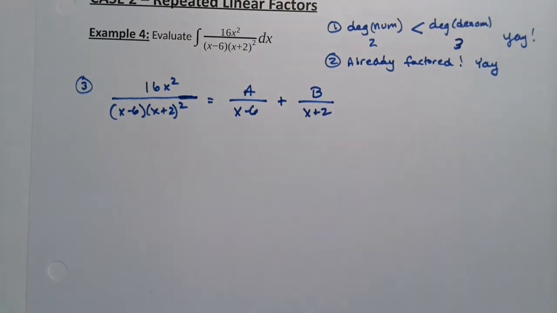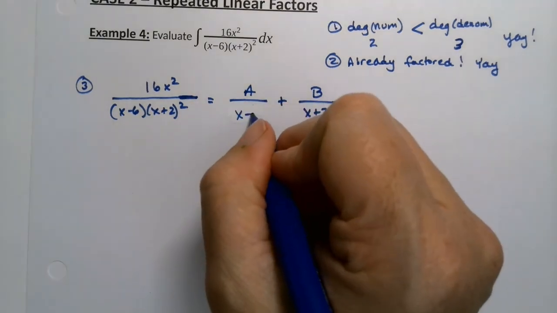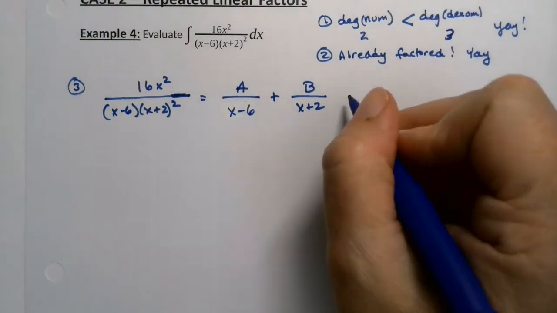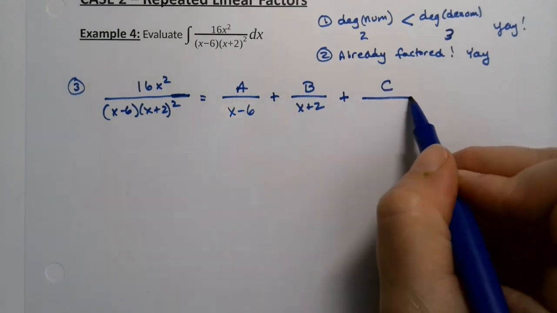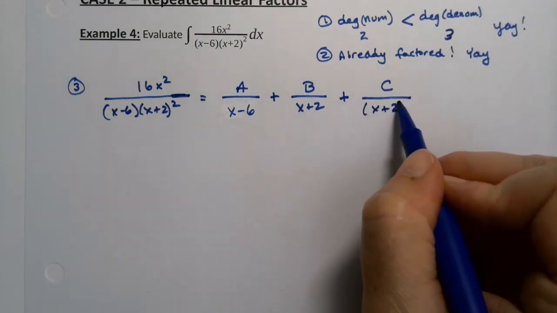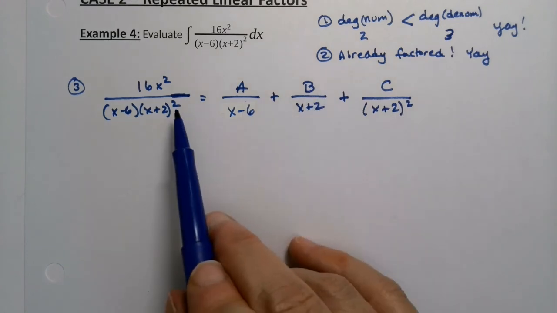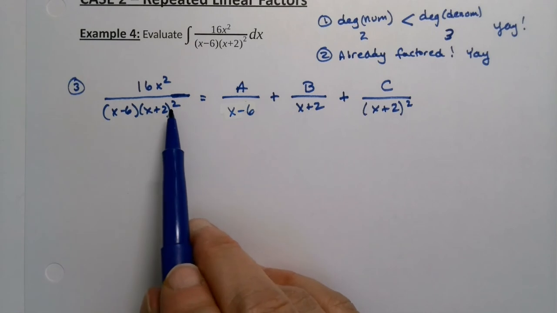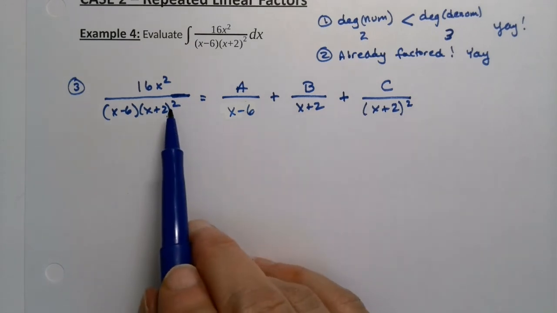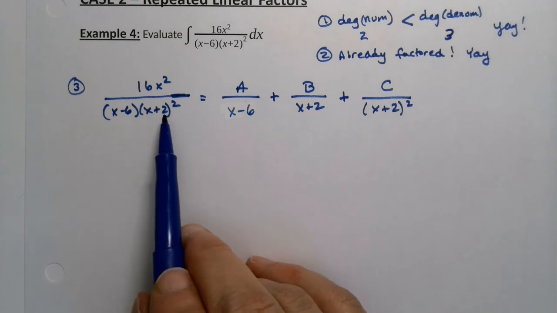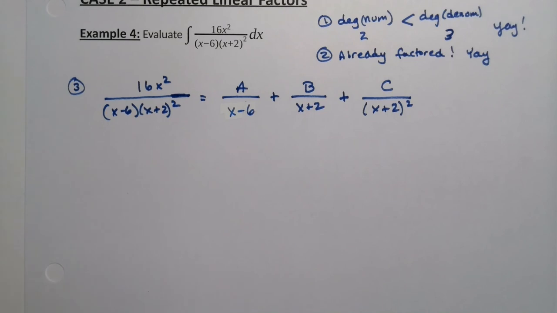And again, if you want to number these A1 and A2, that's fine. I think for a simple problem like this, it's not worth the trouble, but feel free. And then C over x plus 2 squared. So you have to have one for x plus 2 to the first power and then another one for x plus 2 to the second power. And if it was to the third, you do another one for the third. So you keep going until you get up to the power that you have in the denominator. Since we have a squared, we're done right there. Okay, so that's step 3.